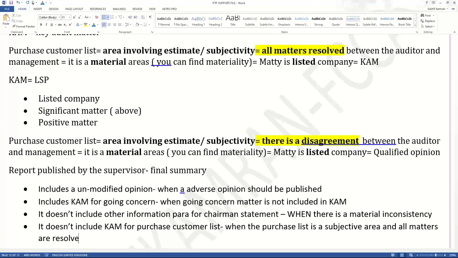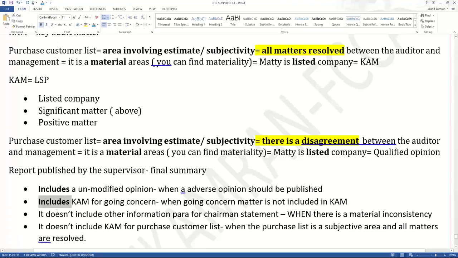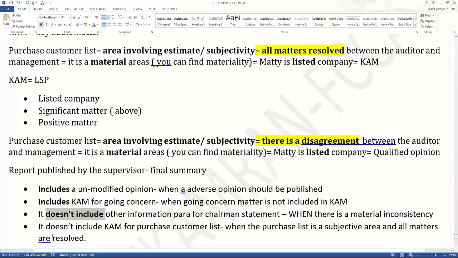So when you say something is wrong, you have to justify this. When you say something is right, you have to justify this. If there is something wrong in the audit report, you have to justify why it is wrong. And if there is something right in the audit report, you have to justify why it is right. So I think the report published by the supervisor includes something when it should not be included, and doesn't include something when it should be included. So there are two doesn'ts and two includes. I hope you're all clear on that.